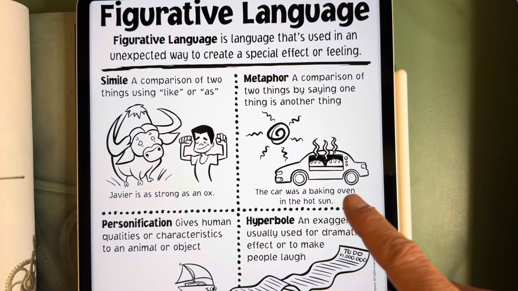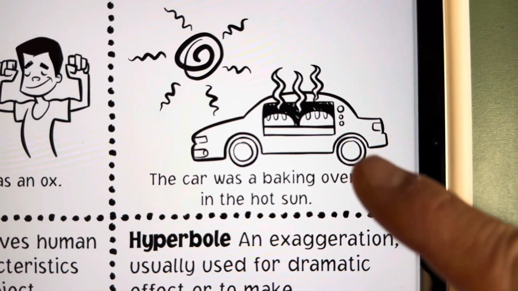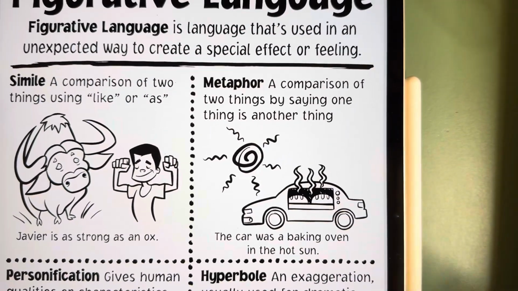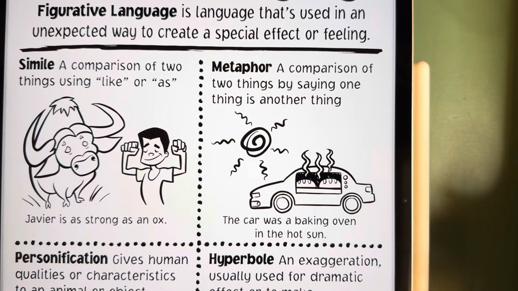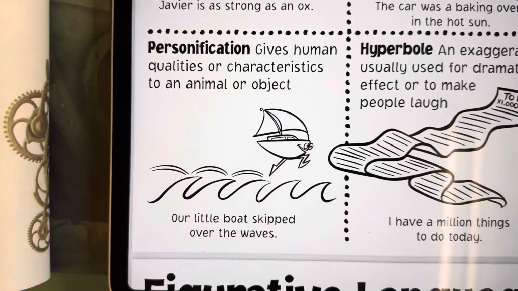The car was a baking oven in the hot sun. It is not really a baking oven. It's just that it feels like one, but we say the car is a baking oven, or was a baking oven. So that's how we can kind of paint the picture that it really is hot.